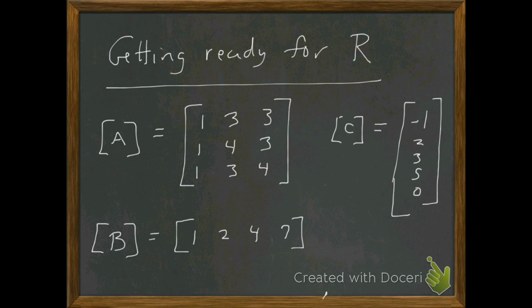So, guys, I'm going to jump over to R. When I reference A, B, and C, these are the matrices I'm actually going to be referencing. A is a 3x3 matrix, B is a row vector, so it's a 1x4 matrix, and C is a 5x1, so it's a column vector. I'm going to show you how to set some of this up, okay?